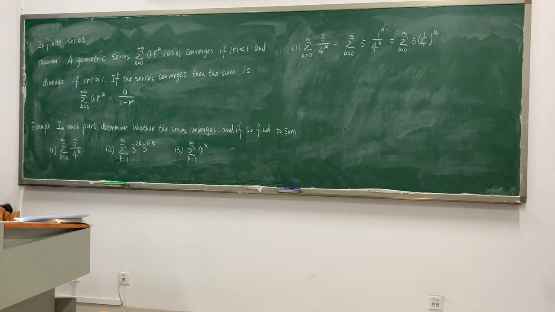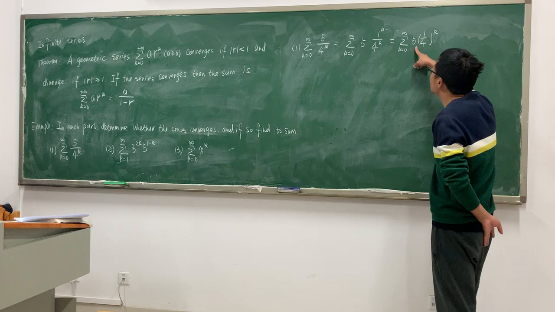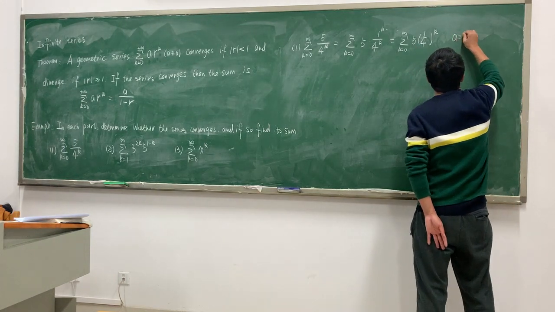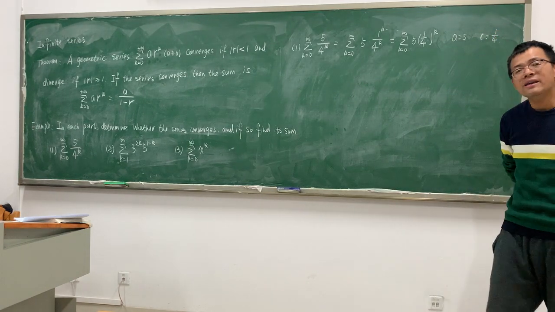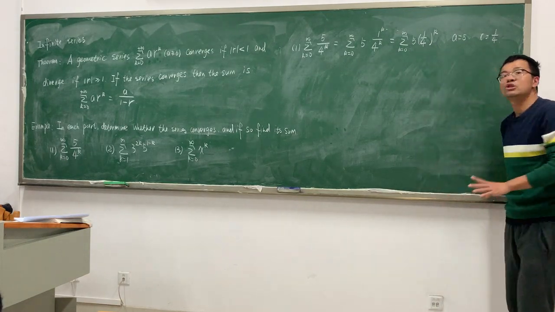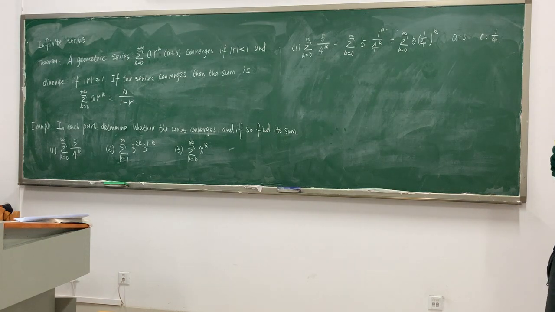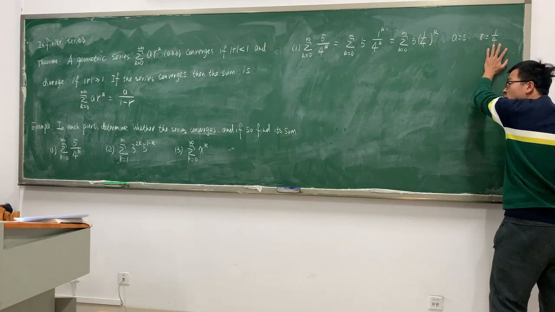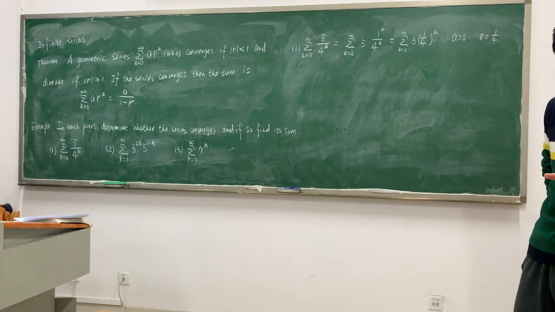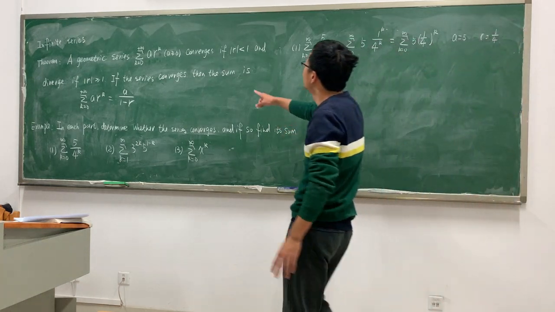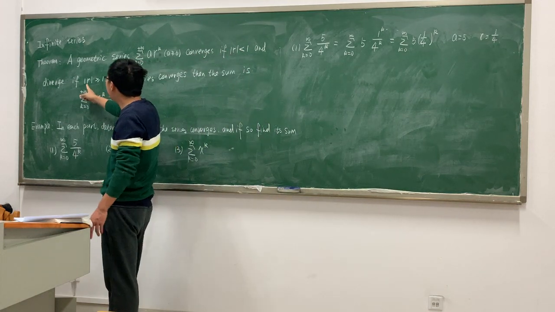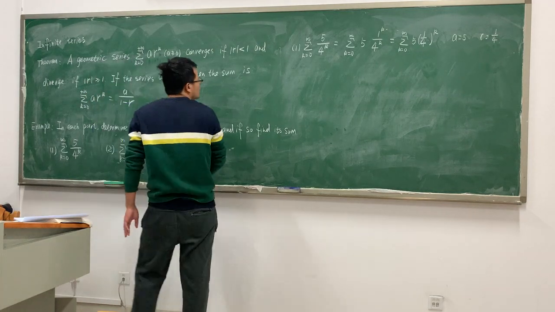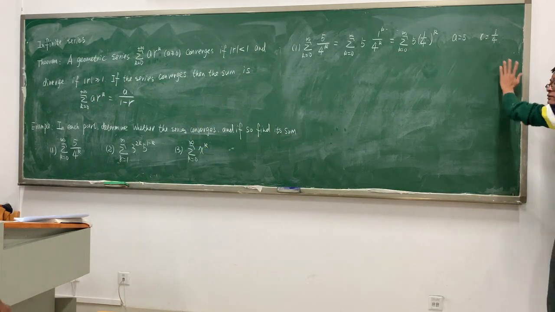So for this one, a equal to what? r equal to what? a equal to 5, and r equal to 1 by 4. So this of course is a geometric series, and the ratio is 1 by 4. So does it converge or diverge? If the absolute value of r is less than 1, it converges. If the absolute value of r is greater than or equal to 1, it diverges. So converge or diverge? Converge.